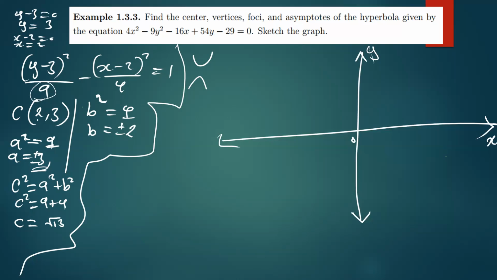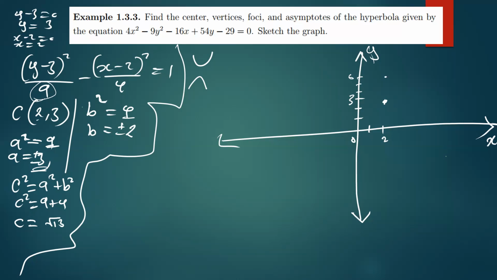So the center is (2, 3). Let us first locate our (2, 3). So 1, 2, then 1, 2, 3. So this is my center. So I'm going to move 3 steps from the center going towards the y-axis. So I have 1, 2, 3. So I have 6 there. I have 1 point there.